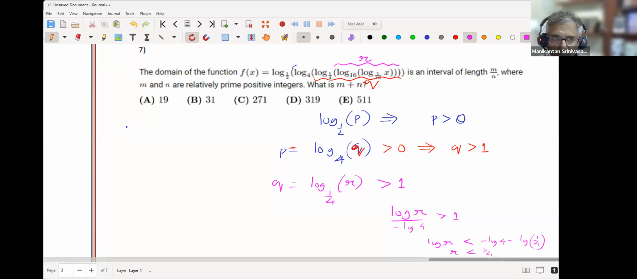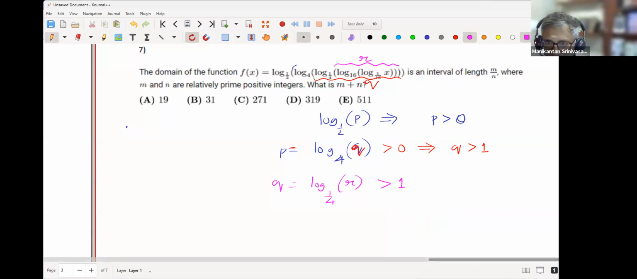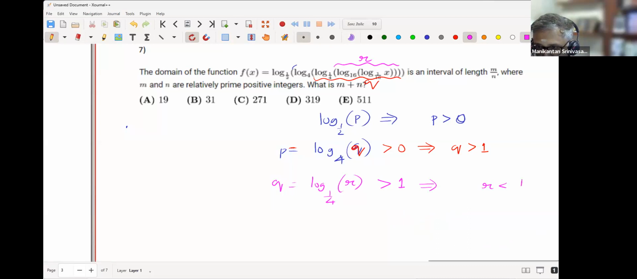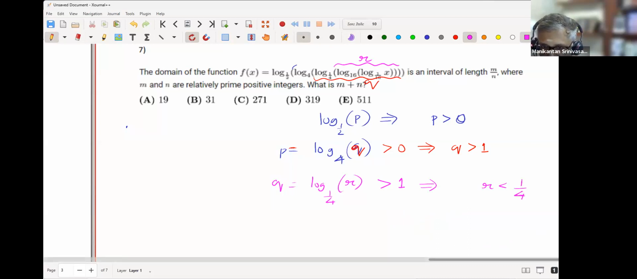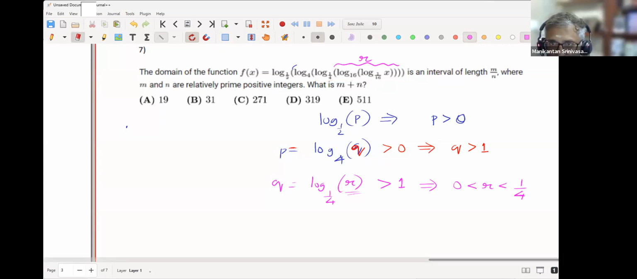Okay, so if you're in doubt, you can just take a simple example like 1 by 16, right? In that case, log R to the base 1/4 is greater than 1, which means we want R to be less than 1/4, but it cannot be any quantity less than 1/4. Since the log must still hold good, we must make sure that R lies between 0 and 1/4. R cannot be negative, right? Okay, so that's Q. And now let's go one more step further.